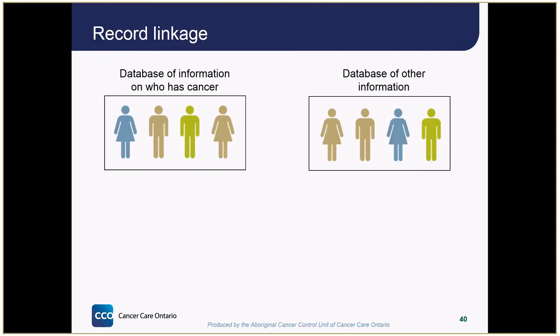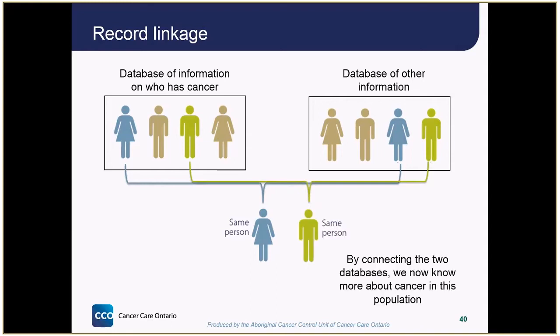Let's say we have one database that holds information about who has cancer, such as the OCR, and another database that holds a different type of information. By linking the two databases together, we can find some of the same people in these two different types of databases. By connecting records in different databases, we can find out new information about cancer in a population, such as how many people diagnosed with cancer are registered First Nation people.